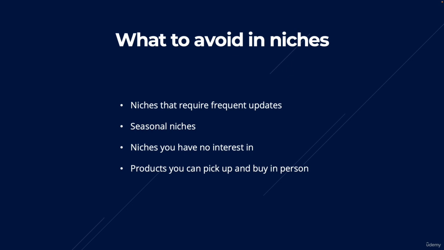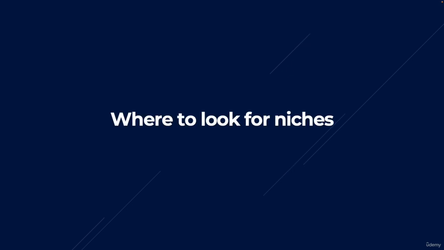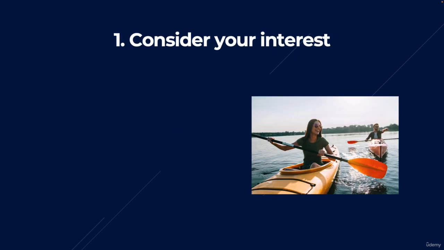So now we've covered the 4 things you should avoid, let me go through the 4 strategies on where you should look when it comes to finding affiliate niches. The first one isn't really a place to be looking, but more of a strategy in itself, and that is to consider your interest. If you create a website on something you are interested in and that actually fascinates you, then you are more likely to stick with that topic.